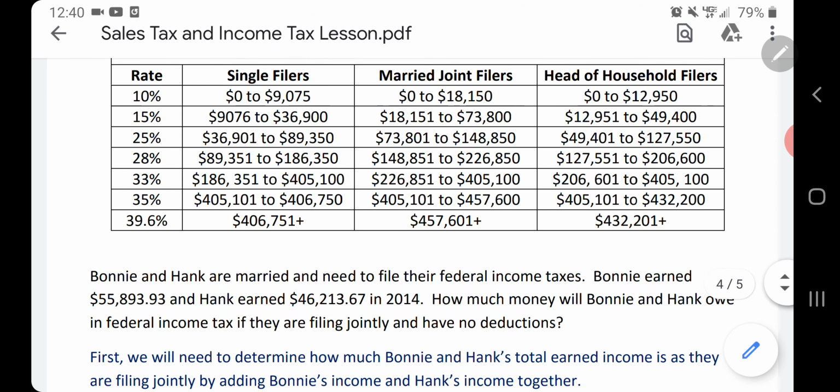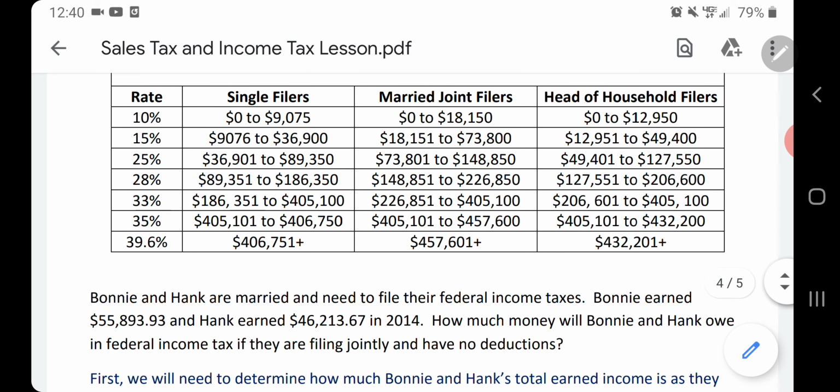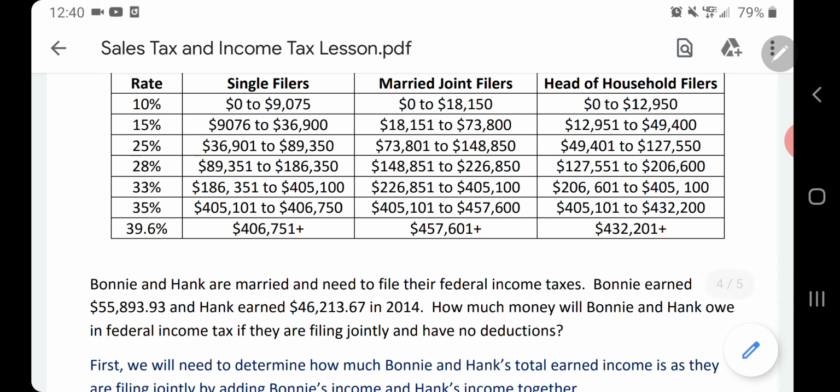Now here's the hard part. All their money that they earn gets taxed at a different rate. So for example, from $0 to $18,150, they're only going to get charged at the 10% tax rate. And then from $18,151 to $73,800, they're going to be charged at 15%, and et cetera. So you get charged at different rates per your dollar.